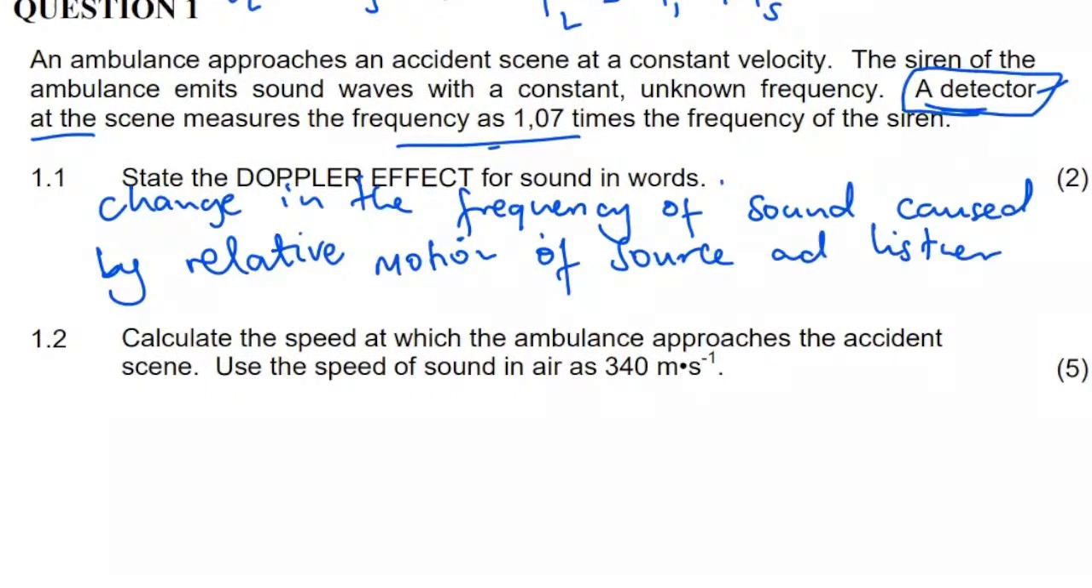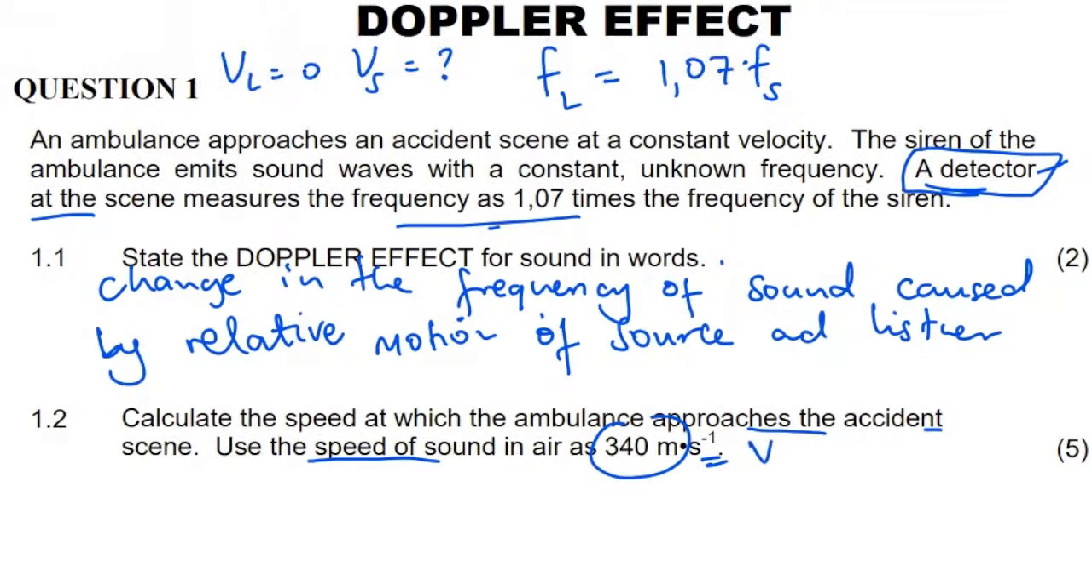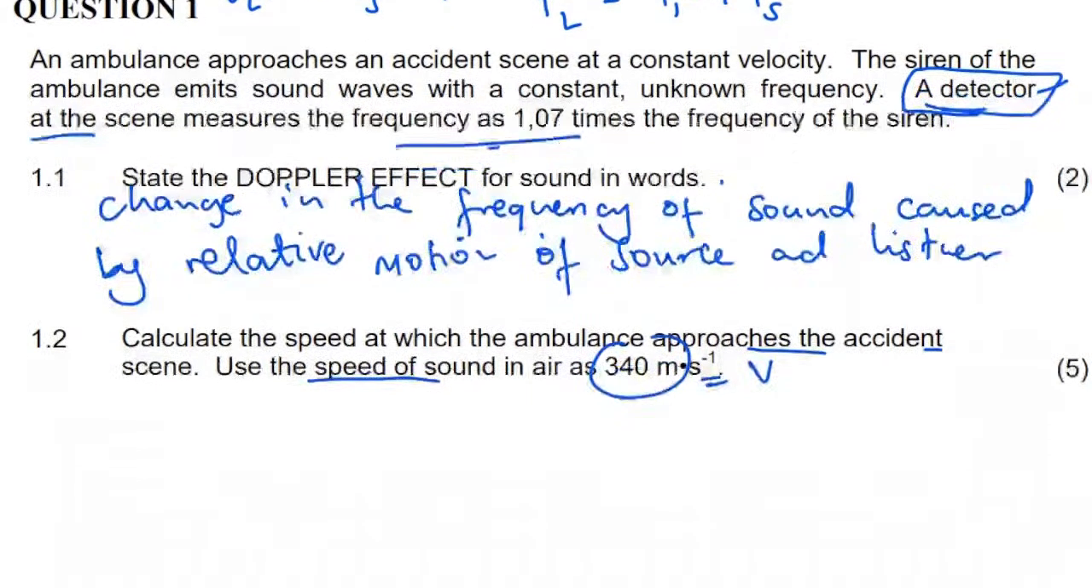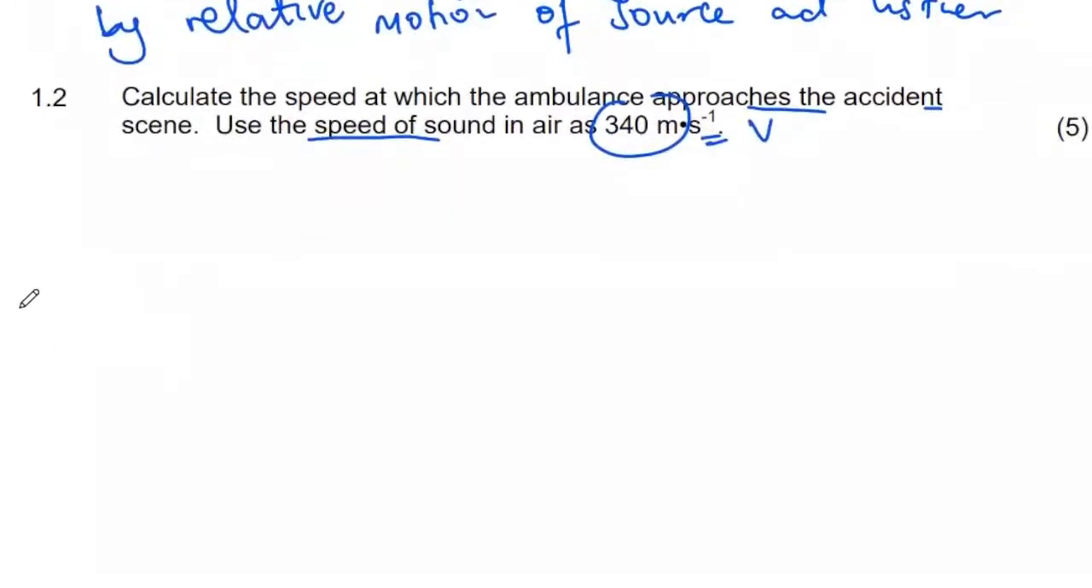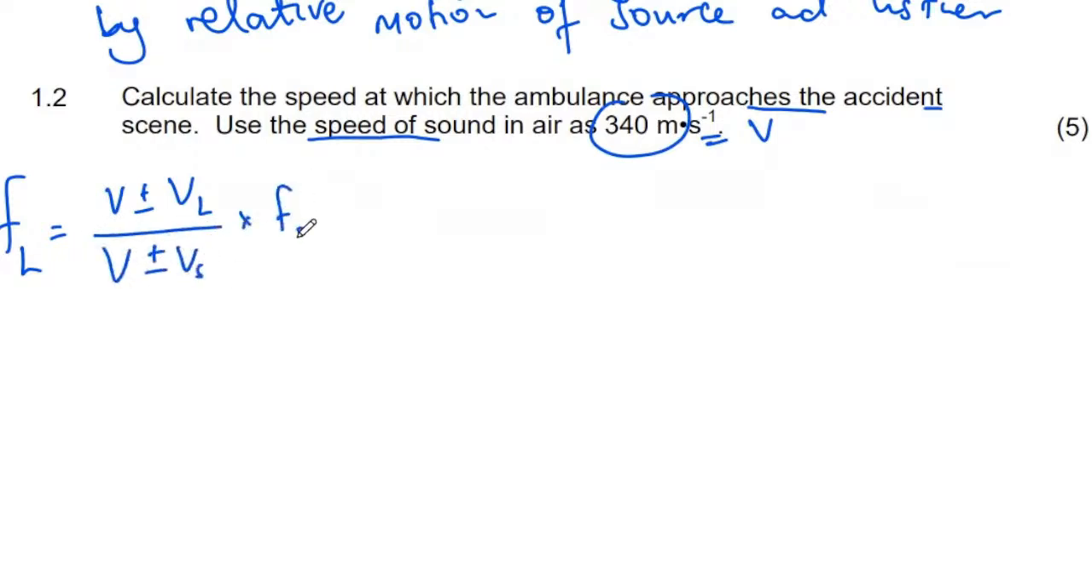Question 1.2: we want to calculate the velocity or the speed at which the ambulance approaches the incident. Use the speed of sound to be 340. So this is the main thing. Since we know that the ambulance is approaching the scene, from our formula, FL is equal to (V plus minus VL) over (V plus minus VS) times the FS.